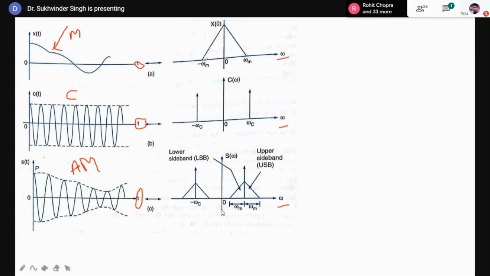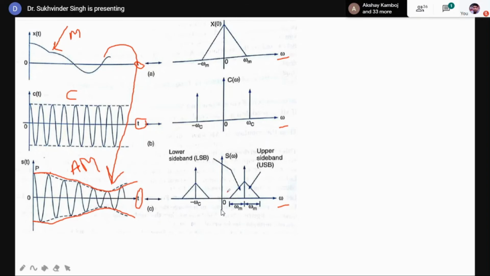Here the modulating signal has the bandwidth which lies between plus minus omega m. The carrier frequency has two impulses, omega c and minus omega c. The variation in the carrier will now be around this plus minus omega c. When this modulating signal is superimposed upon the carrier, it will try to change the amplitude, or envelope, of the carrier wave, and the shape of the envelope is somewhat similar to the modulating signal, but it is in the time domain.